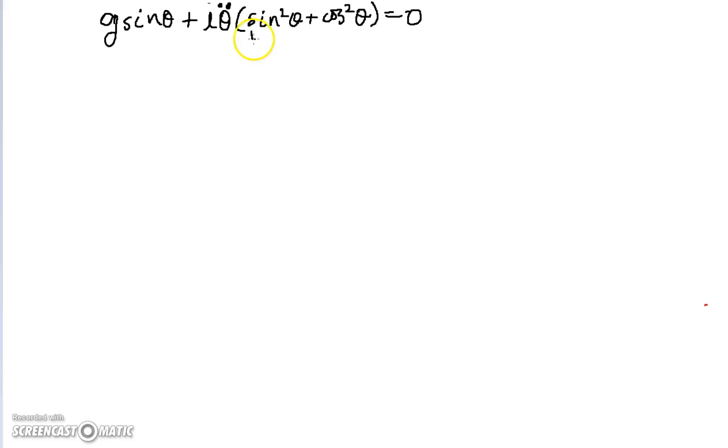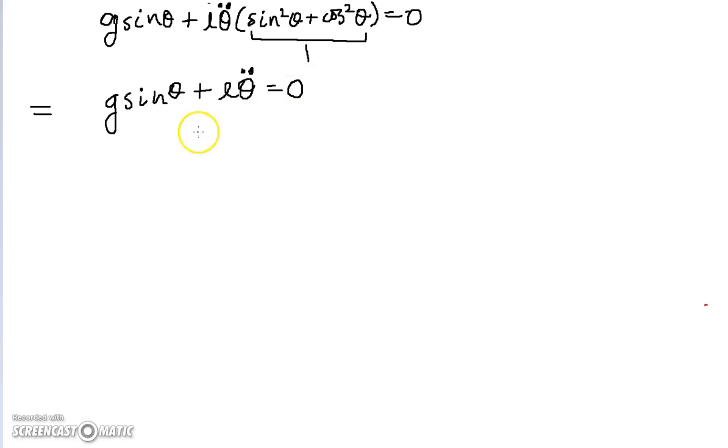Okay, now we know that sine squared theta plus cosine squared theta, well that's just 1. So we can further rewrite this as g sine theta plus L theta double dot equals 0. And if we want, we can even divide everything by L, the length of the pendulum. Well, we know the length of the pendulum is not 0, so we can divide everything by L, and we actually get theta double dot plus g over L sine theta equals 0.